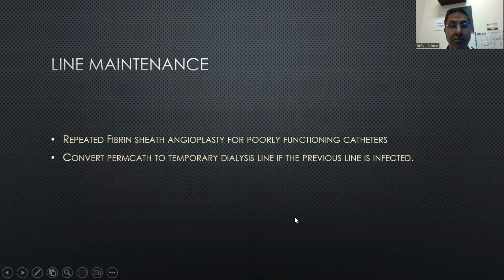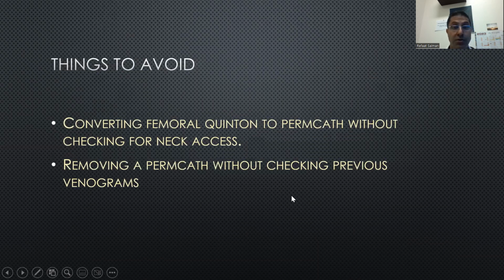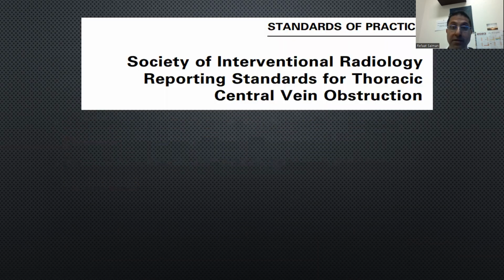Line maintenance is important. So in poorly functioning catheters, we repeat the fibrin sheath angioplasty to reopen the line and maintain the axis. If there is a line infection, like sepsis with a tunnel infection, we usually convert the permacath to a temporary dialysis catheter, a Quinton line. Usually avoid converting a femoral Quinton to permacath without checking for neck axis. So you are giving away a prestigious axis if you don't look for the neck axis. And don't remove a permacath without checking previous venograms to show you if the area is already obstructed or not. So if you're removing it, you are giving up your axis.